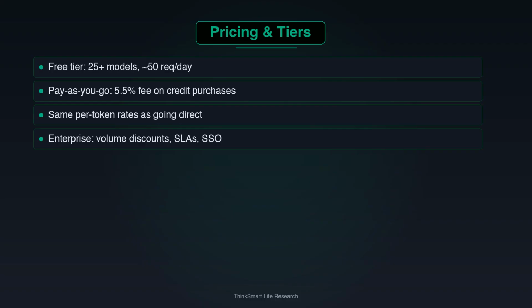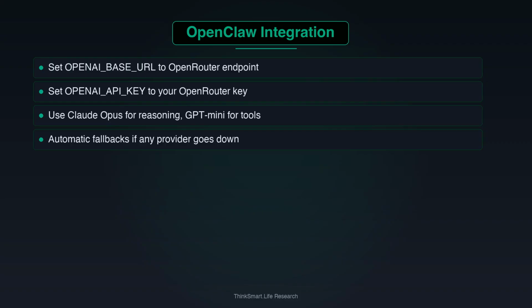The pricing is transparent and fair. You pay the exact same per token rate as going direct to the provider, plus a flat 5.5% platform fee on credit purchases. The free tier requires no credits and gives access to 25 plus models. The pay-as-you-go tier unlocks all 400 plus models for a $100 credit purchase. You pay $105.50 total, and your credits let you run roughly 33 million input tokens through Claude Sonnet 4. Credits expire after 1 year. Enterprise customers get volume discounts, custom SLAs, SSO integration, and budget controls.